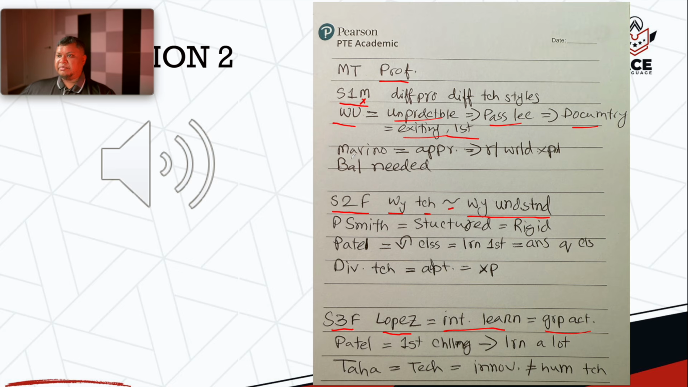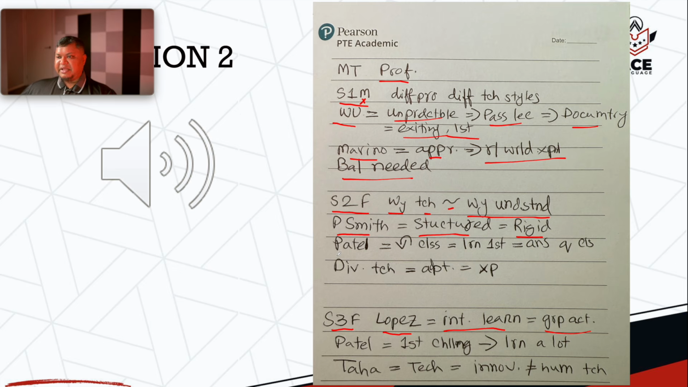Then he also talks about Marino, who he really appreciates, using real world experiences. And at the end he says balance is needed. Then moving to speaker 2 as well, I took note of Professor Smith uses structured lecture, but it can be rigid.